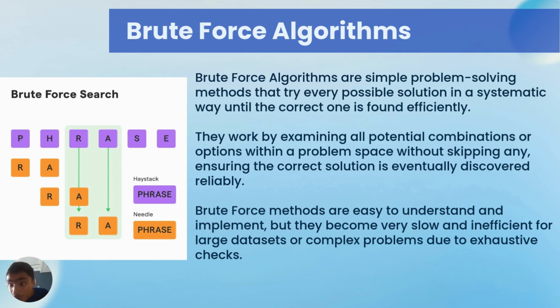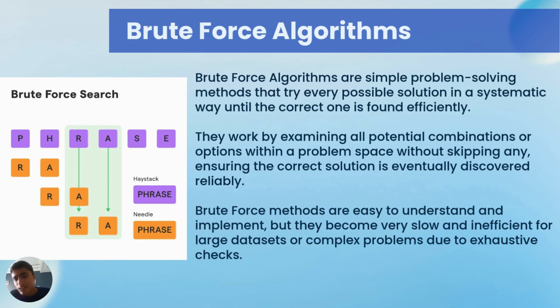For example, if one needs to find a particular number in a list, a brute force algorithm would check each number sequentially until a match is found. Similarly, in a more complex problem like password cracking, a brute force method would systematically try all of the potential passwords until the correct password is discovered.